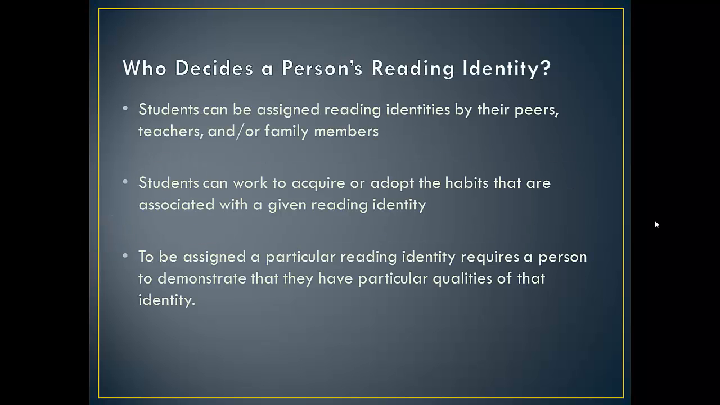Students tend to get assigned reading identities based on how they interact with texts, the ways they contribute to class discussions about texts, and their reading assessment scores. In order for a student to be thought of as a particular type of reader by others, they must demonstrate the qualities that are connected to that identity.